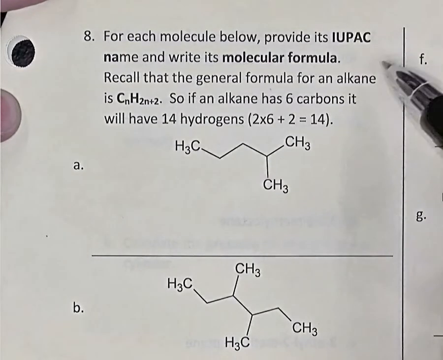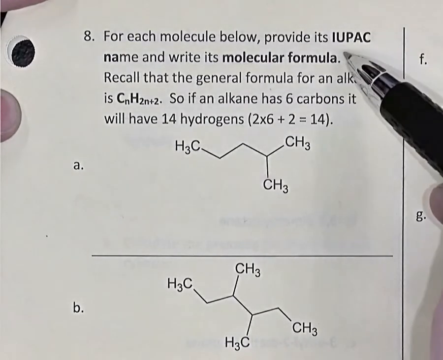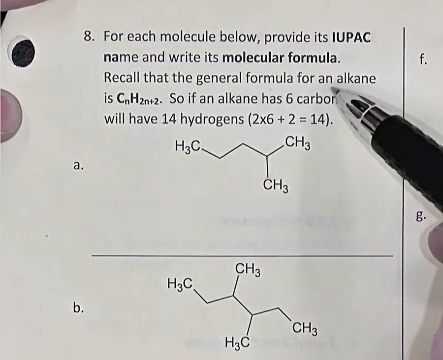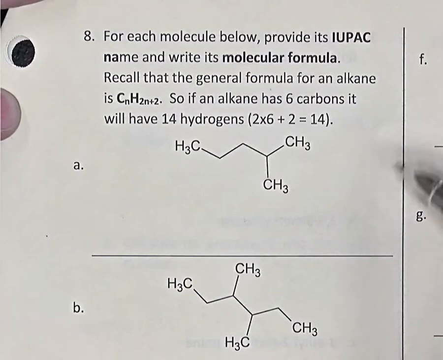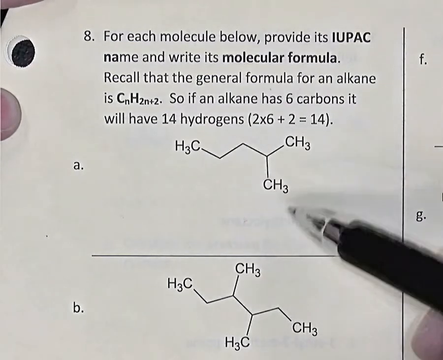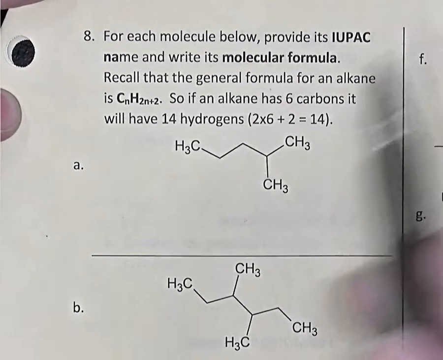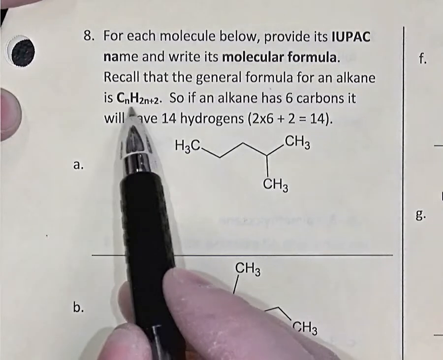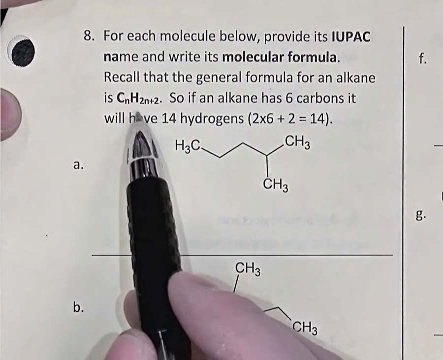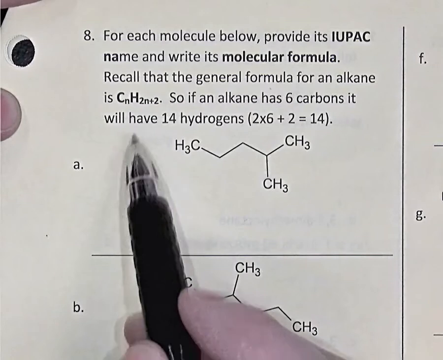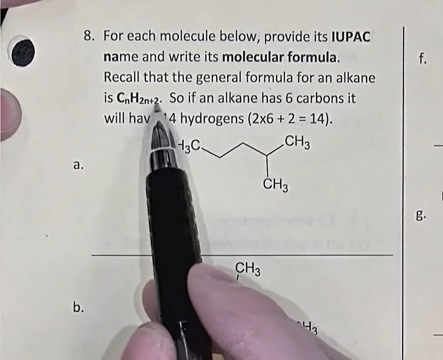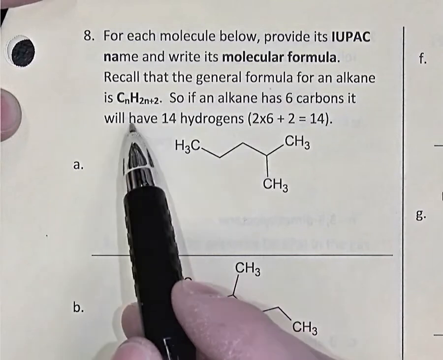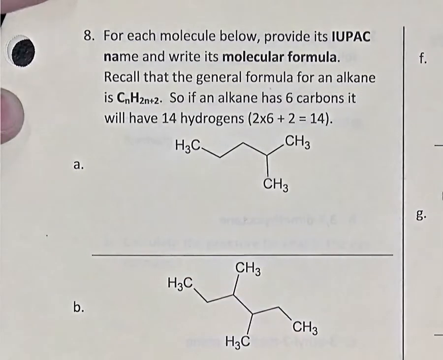In this question 8, in addition to writing the IUPAC name, we also want to write down the molecular formula of the alkane. Recall that for an alkane, a hydrocarbon with just carbon-carbon single bonds, the generic formula is CnH2n+2. So if you have 5 carbons, you would have 2 times 5 plus 2, you'd have 12 hydrogens in the formula. All right?